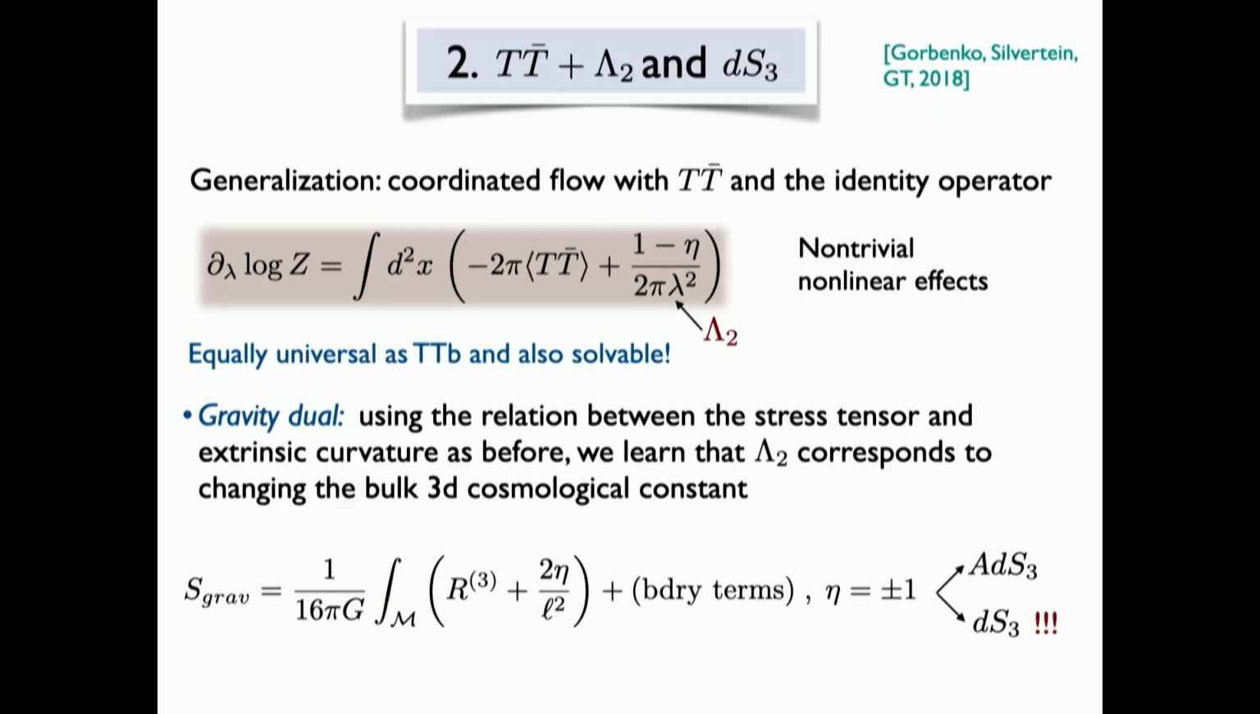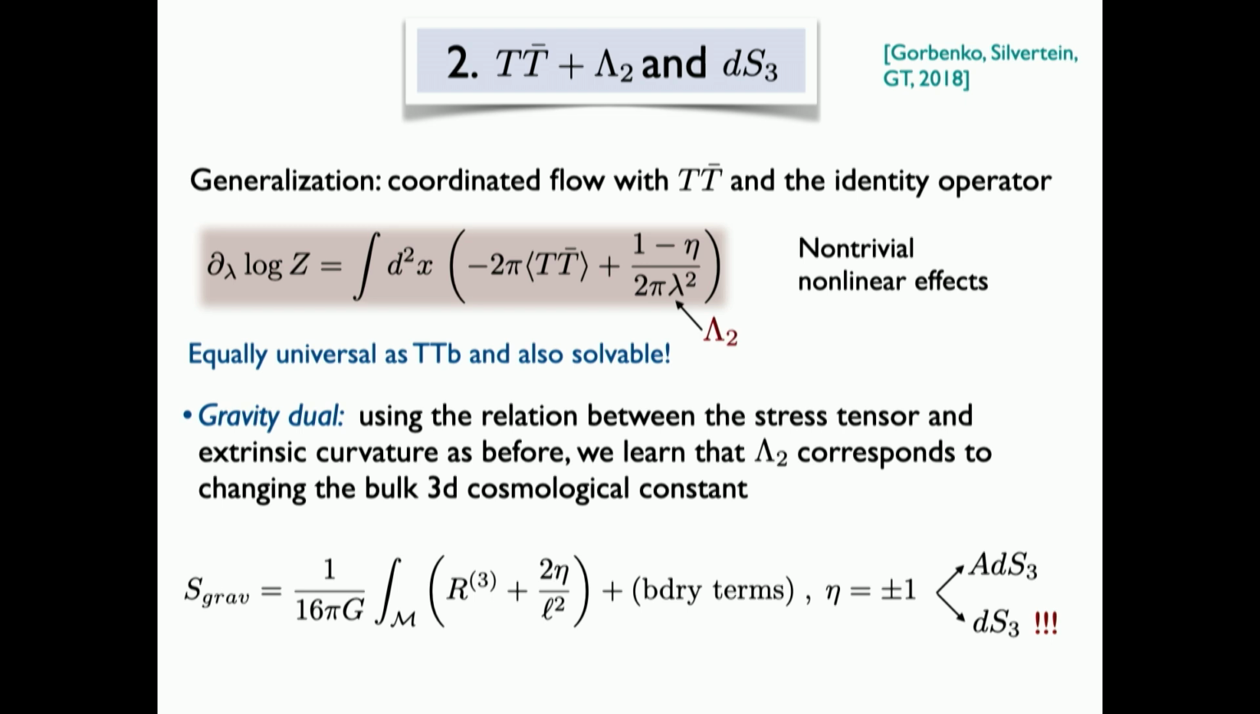Now I'll introduce the first generalization, and it's the so-called TTbar plus Lambda2 deformation. And the idea starts very simple. In any theory, besides the universal T mu nu, you also have the identity. So we can think about deforming by both in a coordinated way. So the proposal is that the previous differential equation for TTbar is generalized by adding, step by step, the identity operator. Notice that the identity operator is not added with an independent coupling, but the coupling that appears here is the same one that controls TTbar. So there is still a single coupling controlling both, so this is a coordinated flow.